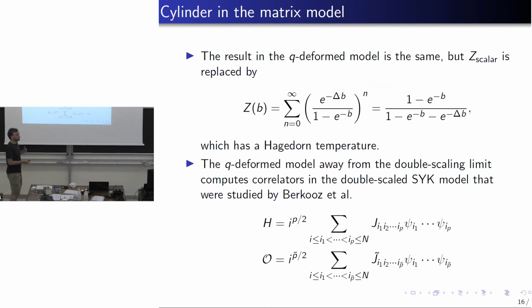So you might think that maybe this model is garbage, but the reason why I like this Q-deformed model is because we have a principle for deforming it even further away from the double scaling limit, which is that it should agree with correlators in the double scaled SYK model that were computed by Berkooz et al., where the formulas for H and O in terms of SYK quantities is given here. So it might be an interesting model to study.